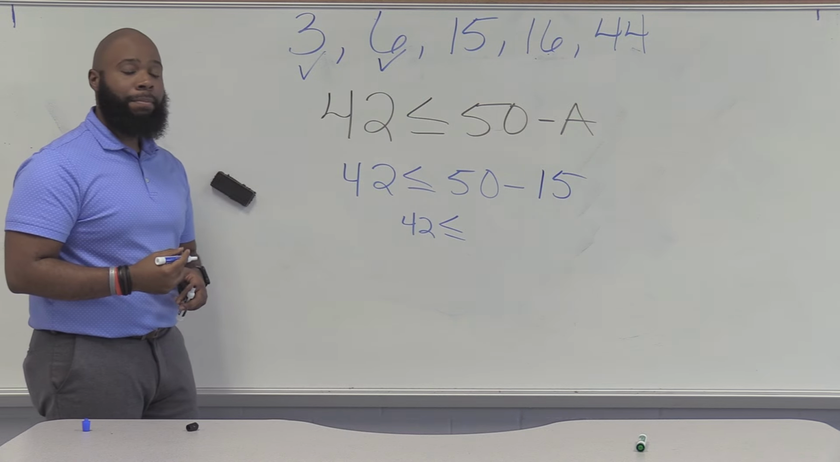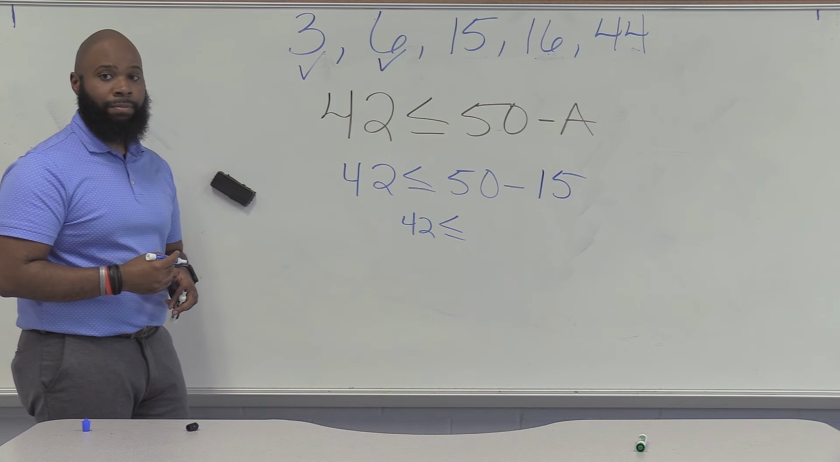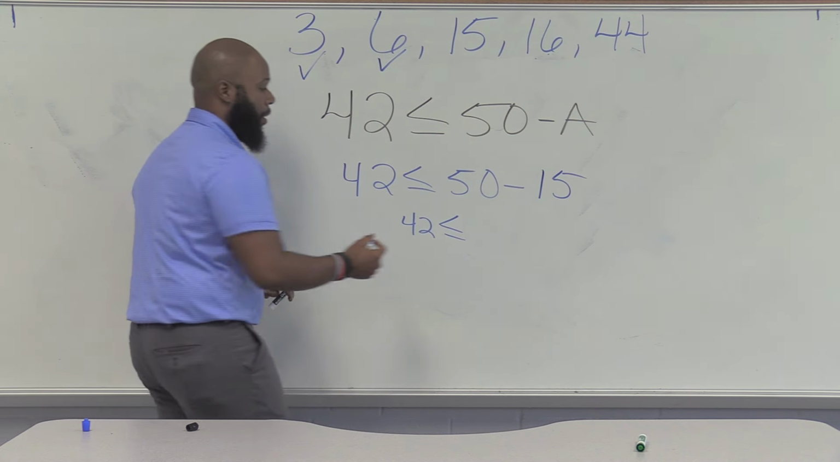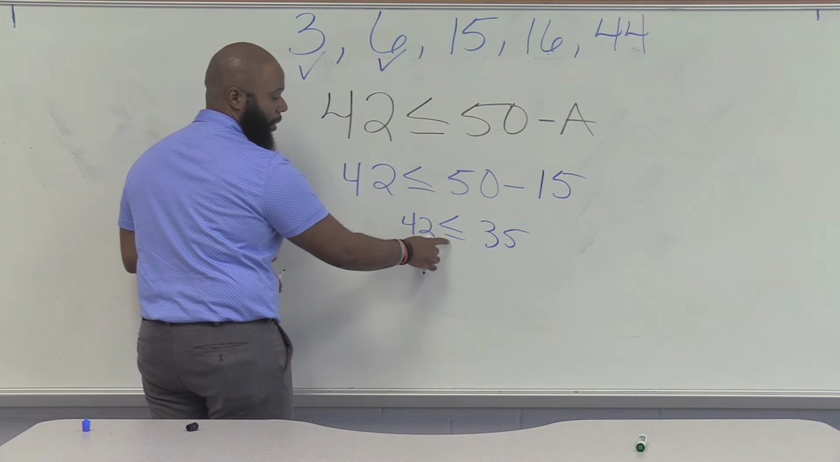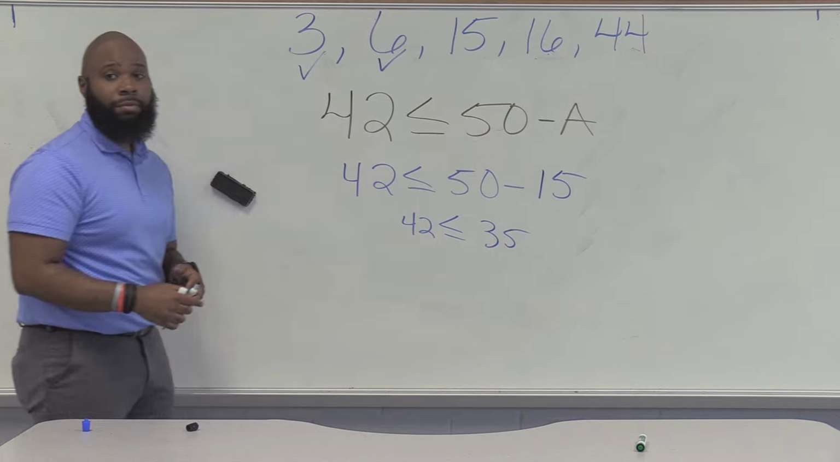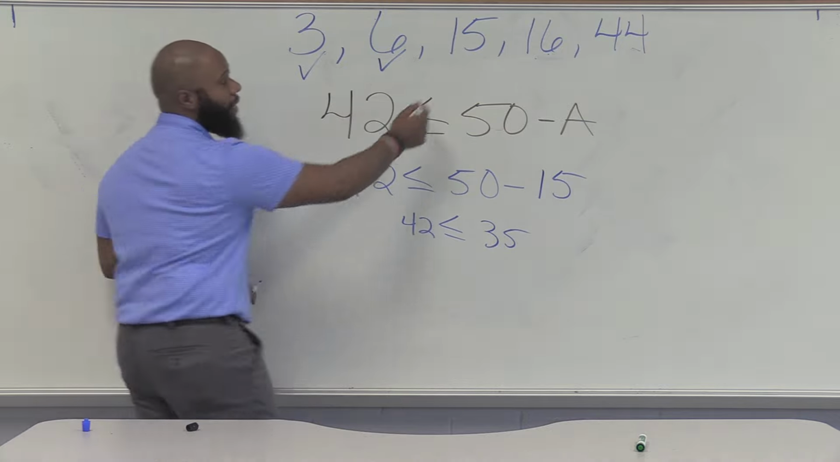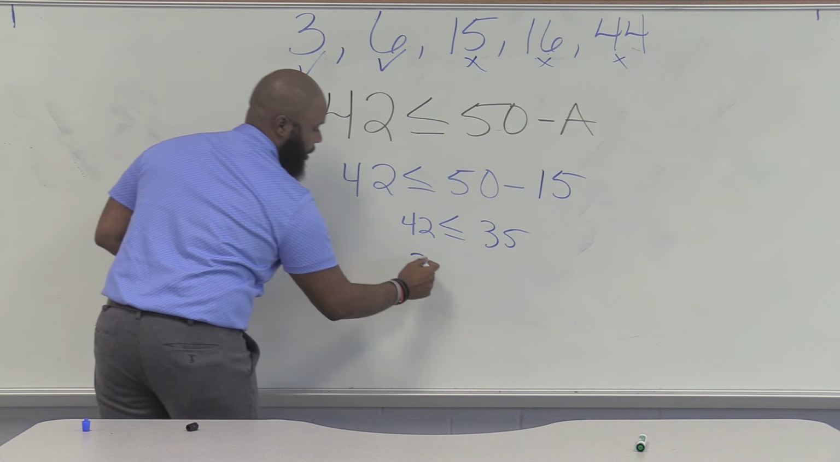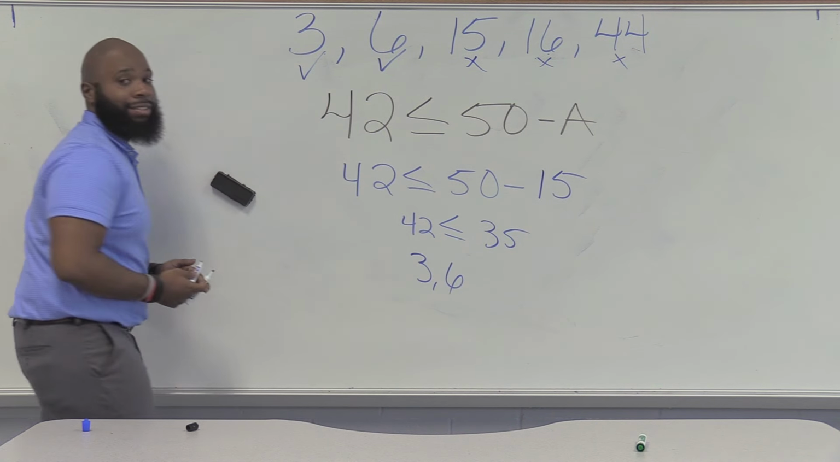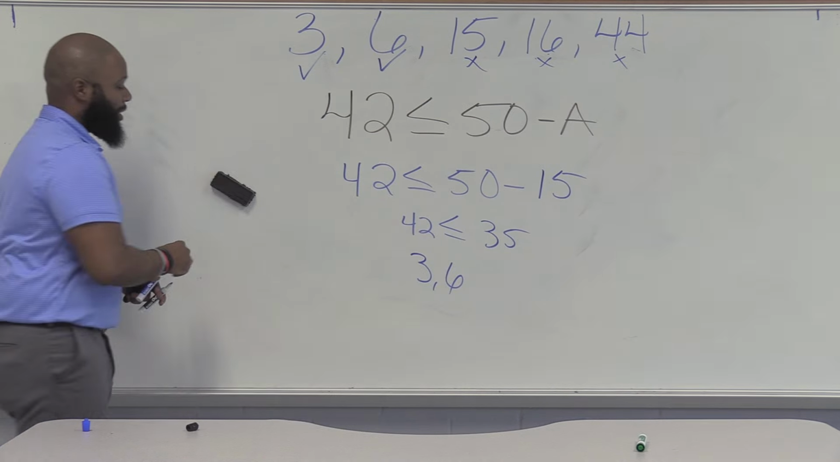What's 50 minus 15? 35. Now let's look at our inequality. Is 42 less than or equal to 35? No, so 15 can't be it. 16 or 44 can't either. So my solutions are 3 and 6. Good job. Let's do one more.